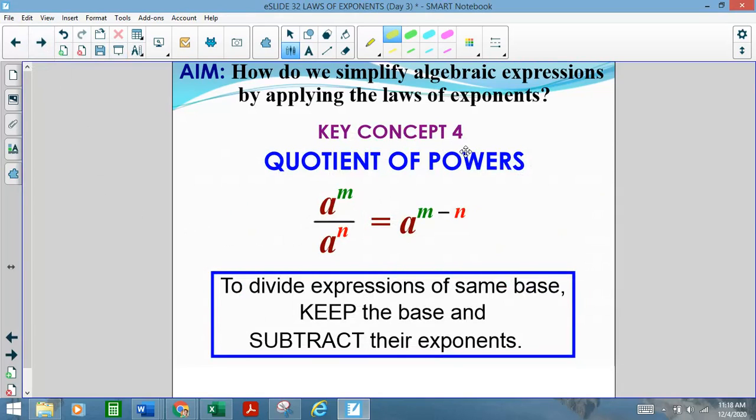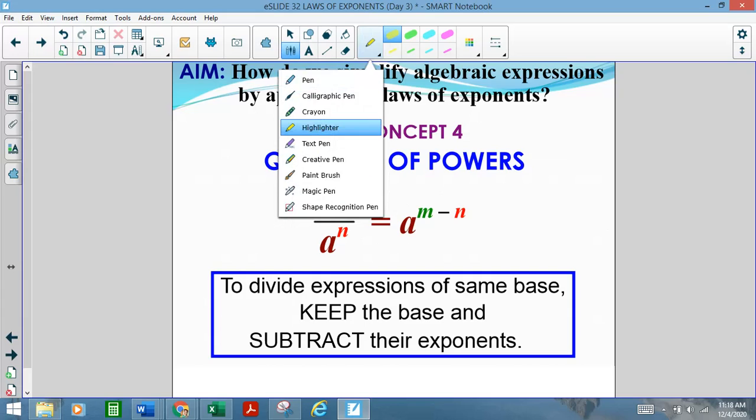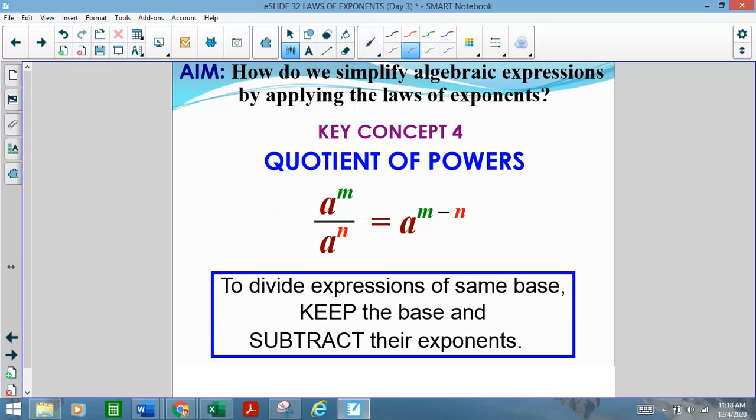So key concept number 4 is the quotient of powers. When we talk about quotient, it is the answer when we divide. So in our example, we have a to the m power divided by a to the n power equals a to the m minus n power.